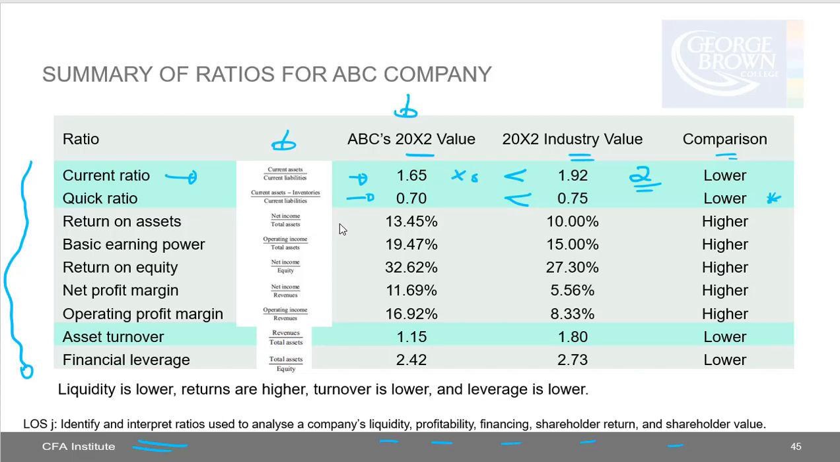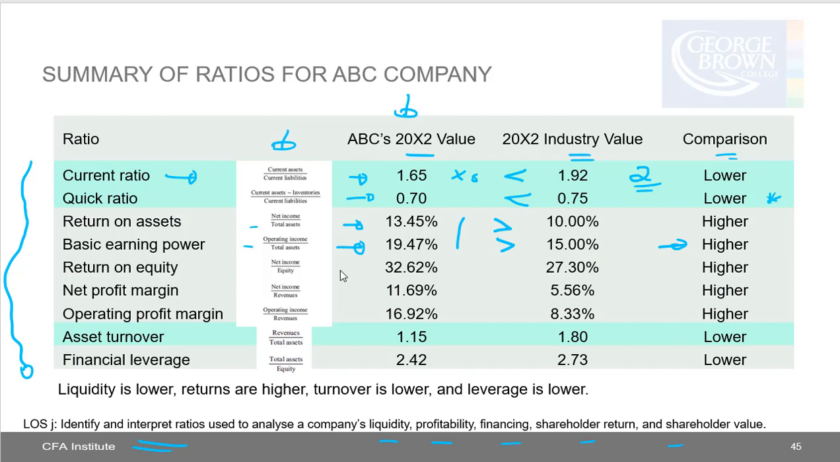But moving on to return on assets, net income divided by assets, the ABC is higher than the industry value. So we would interpret that the company is doing a better job of providing a return, profitability based on the amount of assets. The formula for basic earning power was operating income divided by total assets. So again, the same denominator. And the ratio, and again, these are in percentages, recall. The profitability ratio, the basic earning power, 19.47%, greater than 15%, so better profitability.